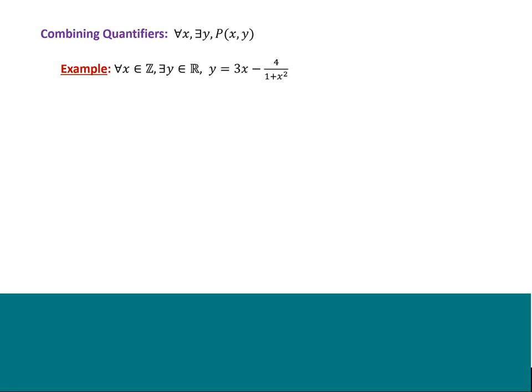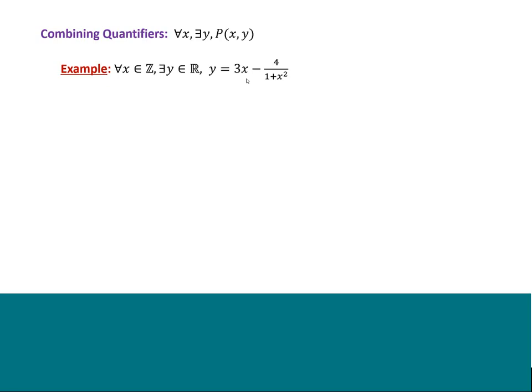But this equation has actually been solved for one of the 2 variables. I went ahead here and solved for y, so it actually looks like a function. So how this is read is it says, pick any integer x that you want, then there exists some real number y such that this equation is correct. In other words, y equals 3 times x minus 4 over 1 plus x squared.